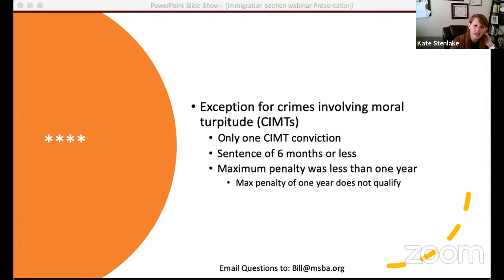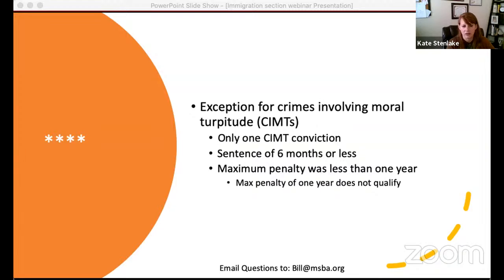If you find that the client did commit a crime involving moral turpitude, there is one small exception, and that's if the client only has one CIMT conviction, the sentence was 6 months or less, and that's sentence, not time served, and the maximum penalty was less than 1 year. Now, the wording of that is less than 1 year. So if the maximum penalty is 1 year, it does not qualify under this exception. It's slightly different than the petty offense exception for other areas of law.